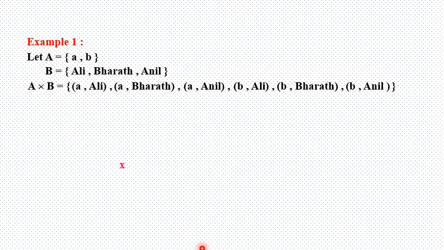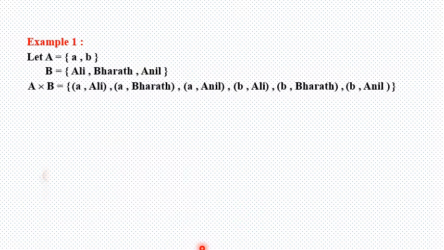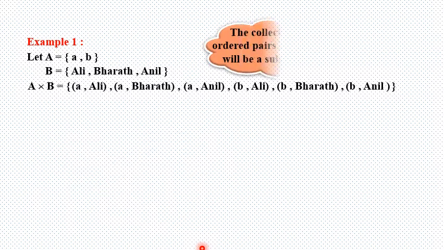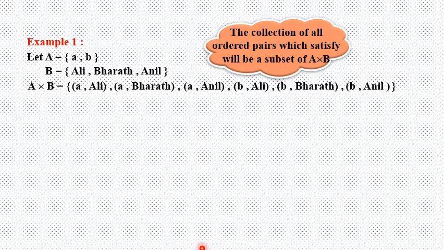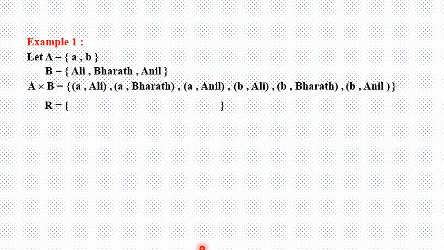Yes, see here, x is related to y if and only if x is the first letter of the name of y. So this can be written as (x, y) belongs to R. When we introduce a relationship between the pairs of objects, some ordered pairs will satisfy and some will not. There is no issue. Those which satisfy, we can take. The collection of all ordered pairs which satisfy will be a subset of A cross B, and it will be called a relation from A to B.